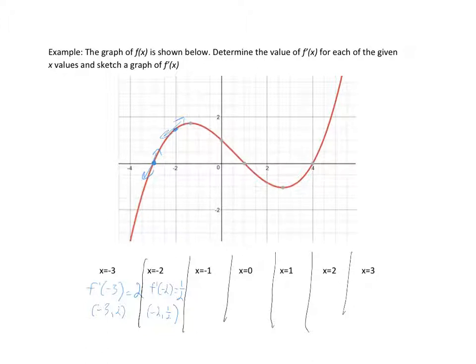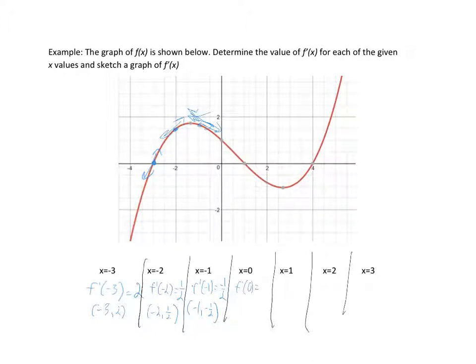At -1, when x is -1, now all of a sudden we get a negative slope, a negative tangent line. So at x equals -1, I'm going to guess that f prime of -1 is like -1/2, right? If you consider this line up here, that's definitely a negative slope, but it's not super steep. So we're going to guess that's -1, -1/2.